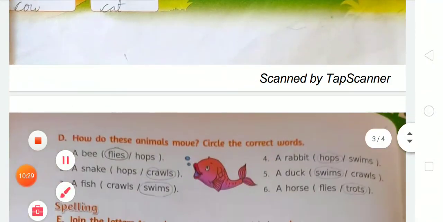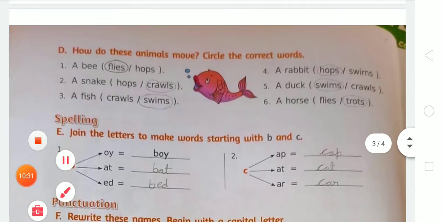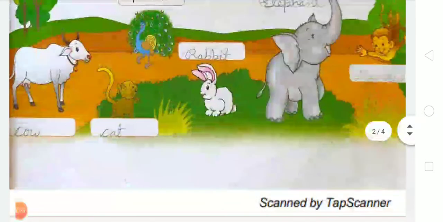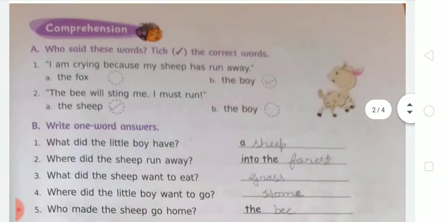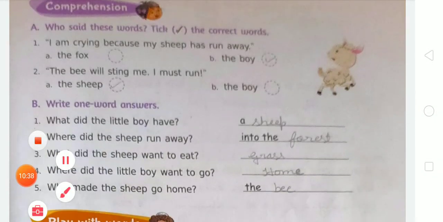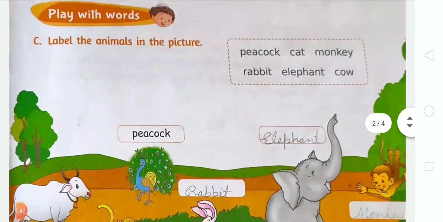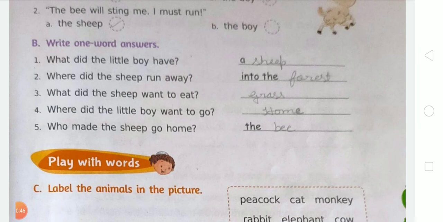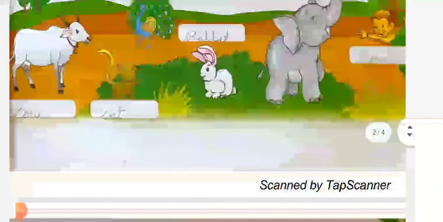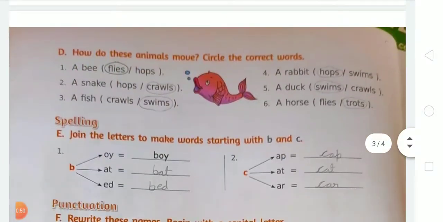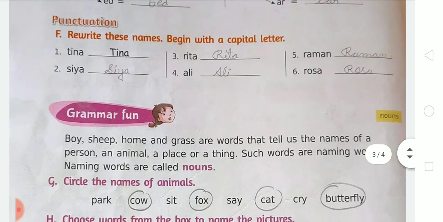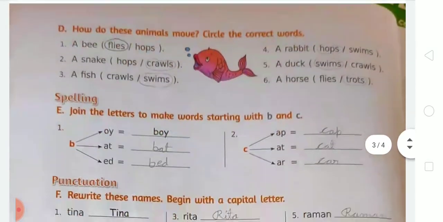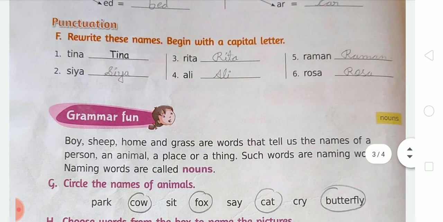So I hope, is that clear to you? So you have to complete your book from the beginning of these exercises. Firstly, you have to do exercises A, B, C, that are given on page number 13, and after that you have to do the next exercises on page number 14. So like this you have to complete the exercises of page number 13 and 14, and the next exercises I will explain in my next video.